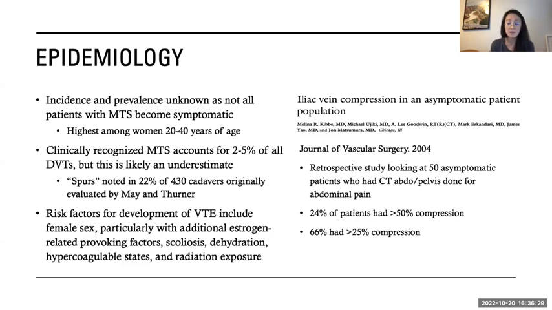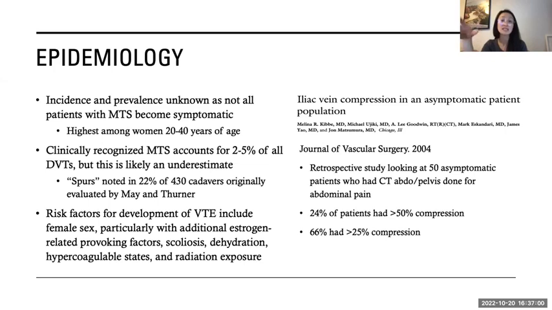We know this because many studies that have looked at generalized imaging findings for asymptomatic patients, as well as the original study that was done by May and Turner back in the 1950s, note spurs and compression in 22 to 25% of patients. This little trial on the right side here was a small study done in the Journal of Vascular Surgery in 2004. It was a retrospective study looking at 50 asymptomatic patients presenting to the emergency department for unrelated reasons.